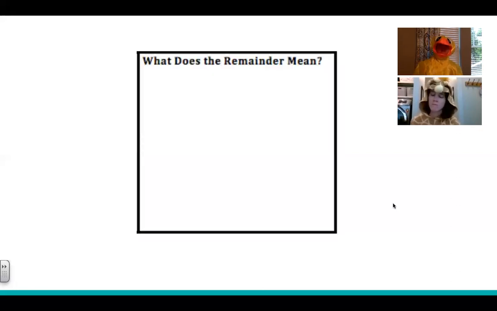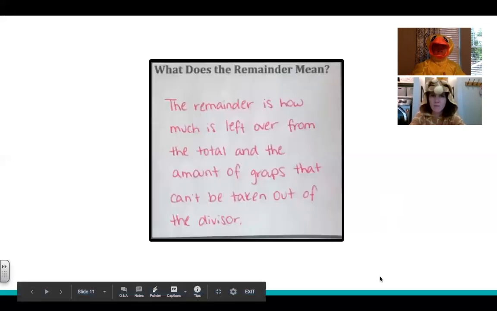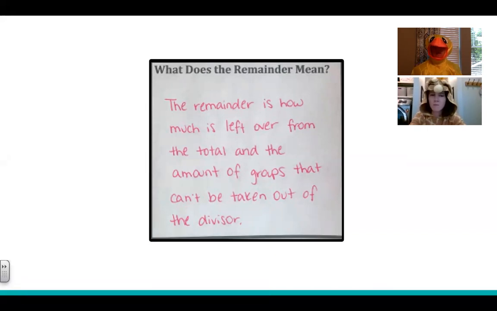And then the last box is, what does the remainder mean? So we know that one of our biggest challenges when we were doing division was solving word problems and knowing whether you needed to bump it up because of the remainder or keep it where it was with the quotient. So if you'll copy this down into your notes, we wrote down the remainder is how much is left over from the total and the amount of groups that can't be taken out of the divisor. So it's what's left over.